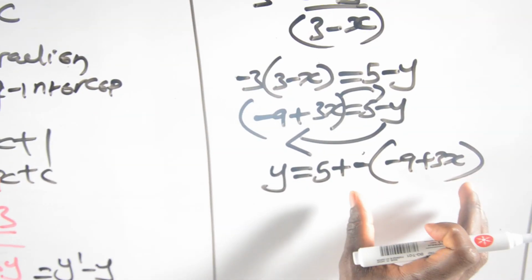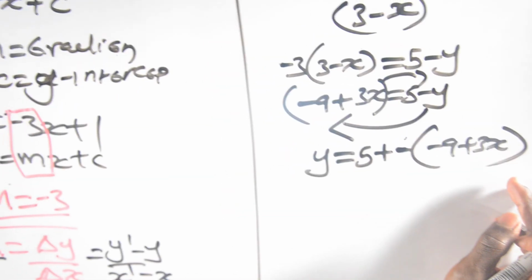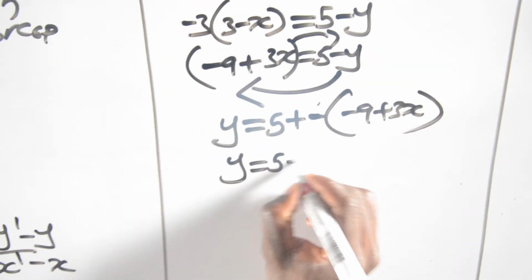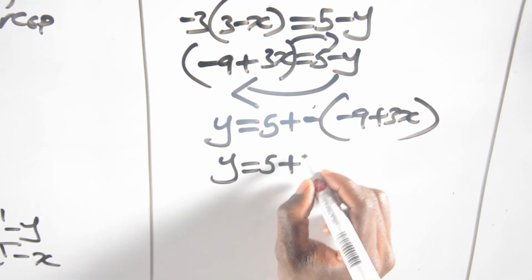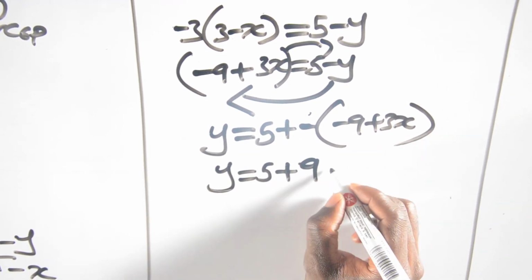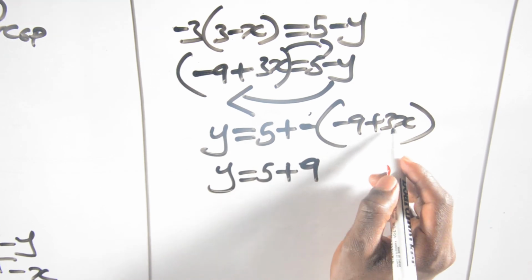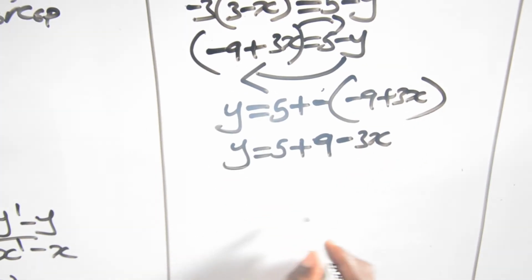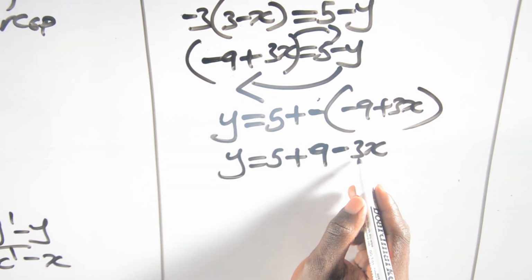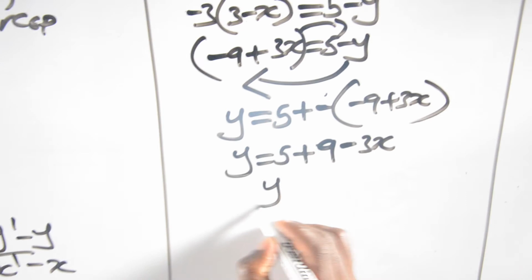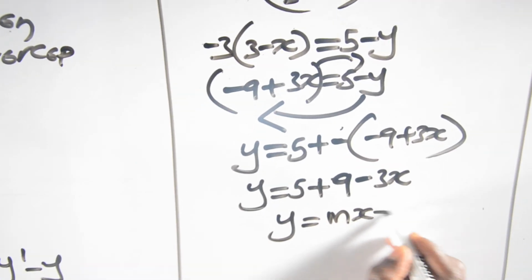When the whole of this was positive on this side, when you take it to the other side, it will be negative. So y = 5 - (-9 + 3x). When you open the bracket, -(-9) gives you a positive 9, and minus plus 3x gives you a negative, -3x. So this equation will be y = 5 + 9 - 3x. Write this equation in the form y = mx + c.